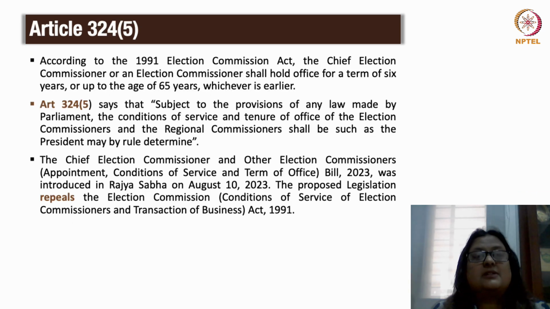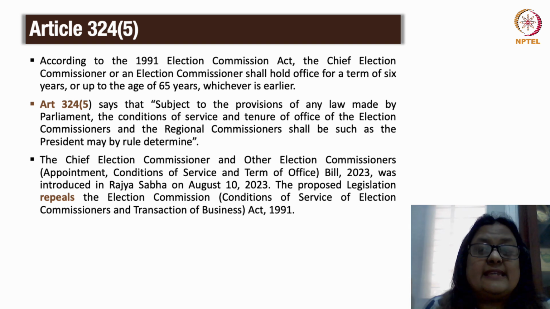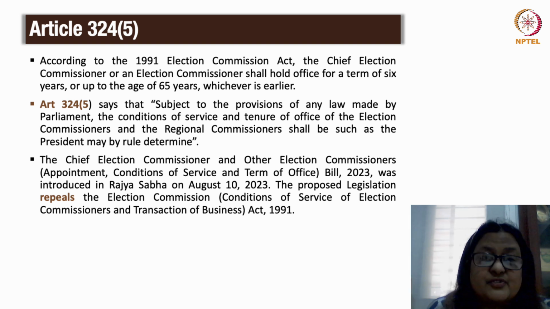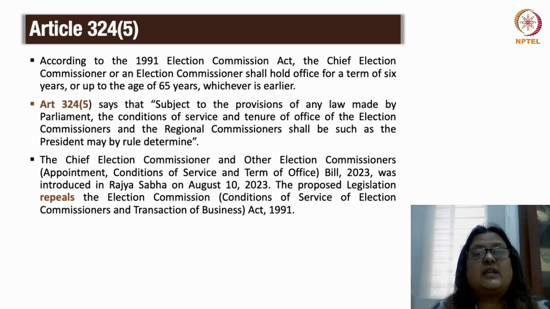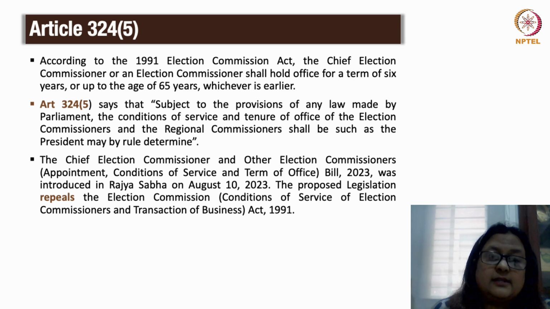Now, according to the Election Commission Act, the Chief Election Commissioner or an election commissioner shall hold office for a term of 6 years or up to the age of 65 years. Now, the 1991 Election Commission Act deals extensively with the term of office, rules of service and conditions. This does not deal with the procedure of nominating the election commissioner. So the 1991 Act talks about the term of the election commissioner. It is 6 years or up to the age of 65 years, whichever is the earlier.